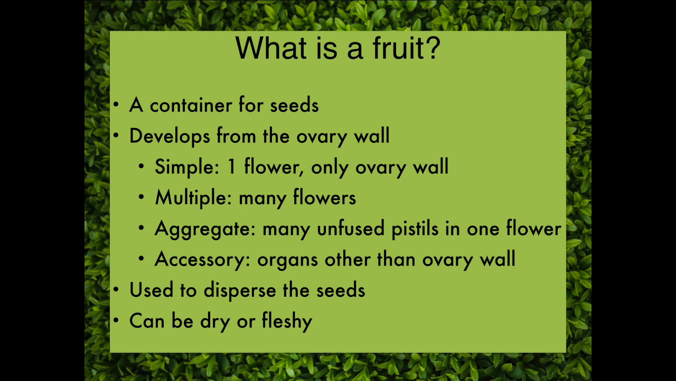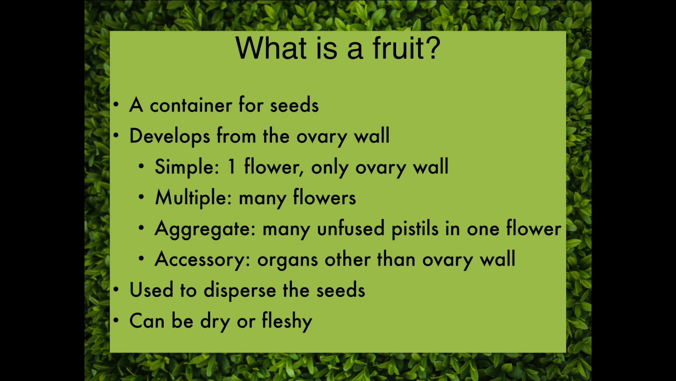So a fruit, in the very generic botanical sense, is a vessel for containing the seeds of a plant. And most of the time, the fruit develops from the ovary wall. In the majority of cases, and the most ancestral of cases, you have one flower that makes up the fruit, and the fruit is made up only of the ovary wall. But we will see some cases where you have many flowers that are contributing to produce a single fruit. We call those multiple fruits.